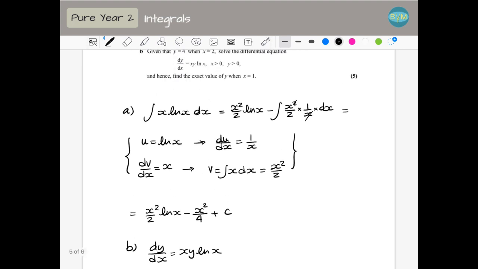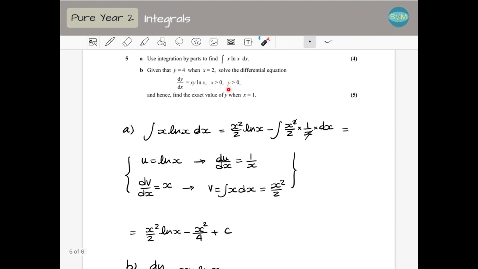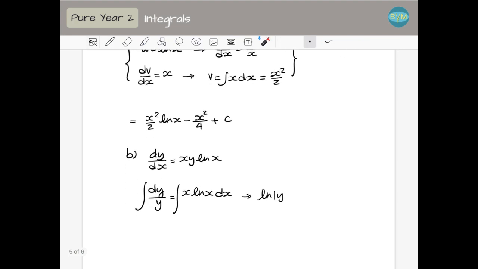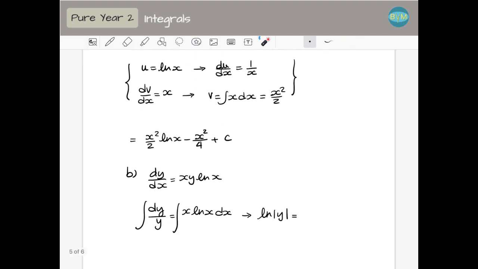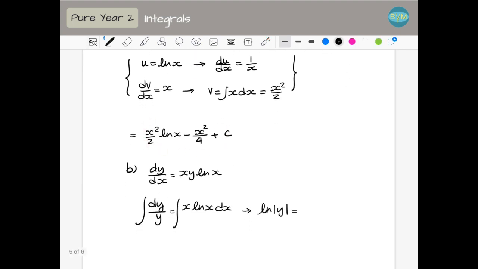Well, they say y is positive, so here x and y are positive, so if you don't want to put the absolute value bars, it's okay. This integral is the one that I just did here, so I know the answer is going to be all this. So this is going to be x squared divided by 2 ln x minus x squared divided by 4 plus c. And again, I can put the bars here.